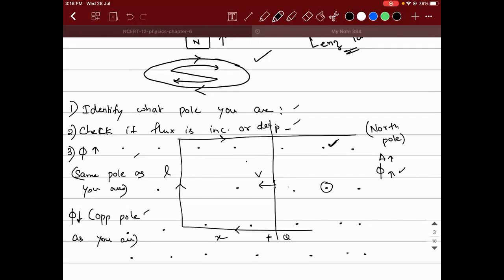Okay, anyways, you do not memorize it. That is the thing I'm trying to say. In the exam, they change the direction of everything. Then you should be in a position to answer. Am I clear with this?